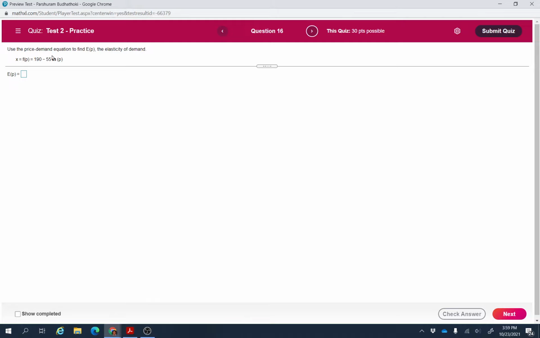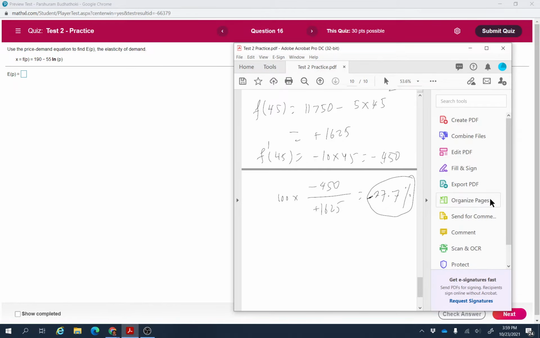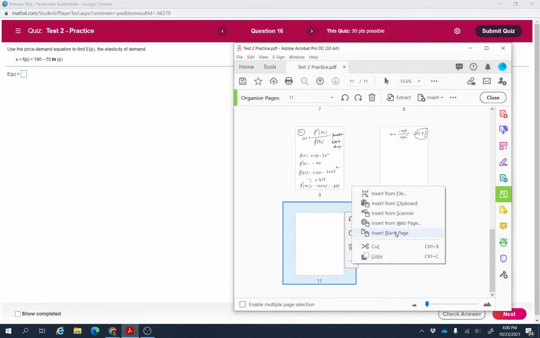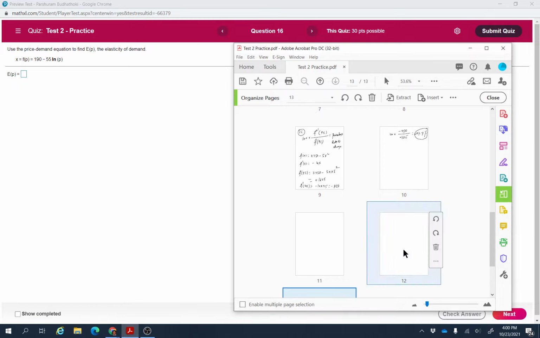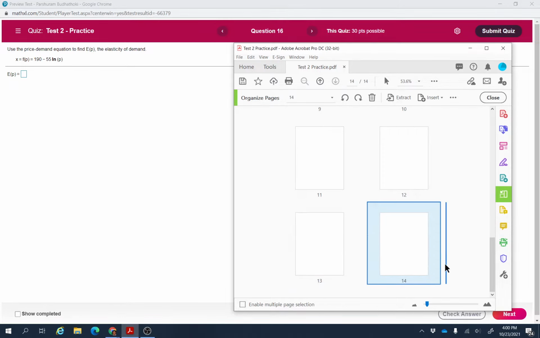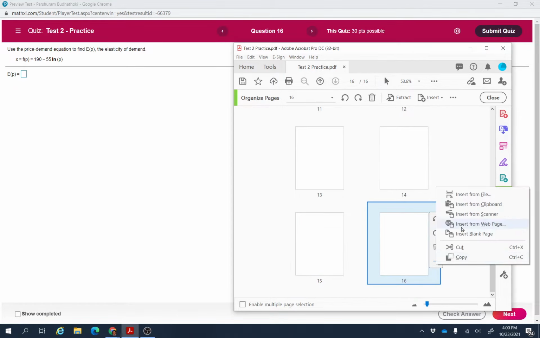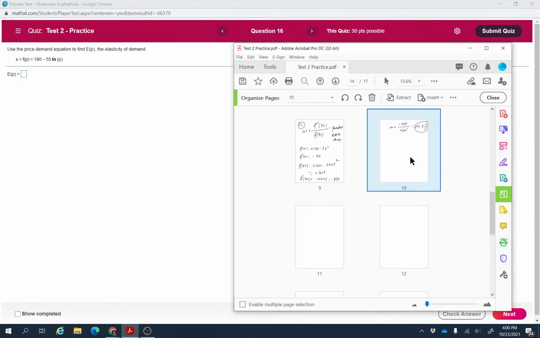Use price demand equation. So this is the equation between the price, which is P, and the demand, which is number of items X. This equation is called price and demand. And now we need to find EP, which is elasticity of demand. There is a formula for finding the EP, so I'm going to write down that formula here. Let me just add a couple of extra blank pages here, so that we can use while doing the problem. Okay, so let's go back here.